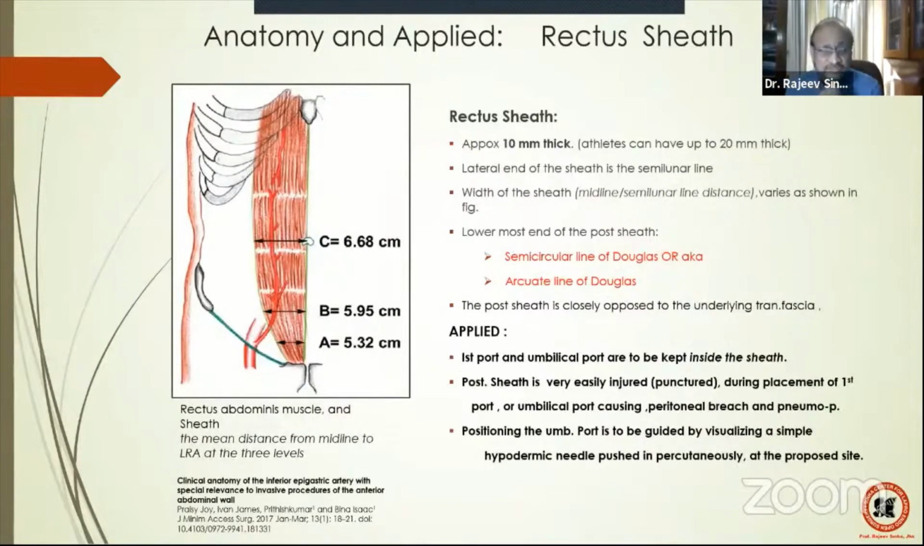Now, the rectus sheath. What is the rectus sheath all about? See the width of the sheath. Can you see the width of the sheath? 6 to 6.8 centimeters here. Maybe slightly less out here. So we are talking about 3 centimeters above. So in this region, we got almost 6 centimeters and we are creating an opening at, let's say, 4 centimeters. So we got 2 centimeters behind. So we are safe that we are inside the sheath.